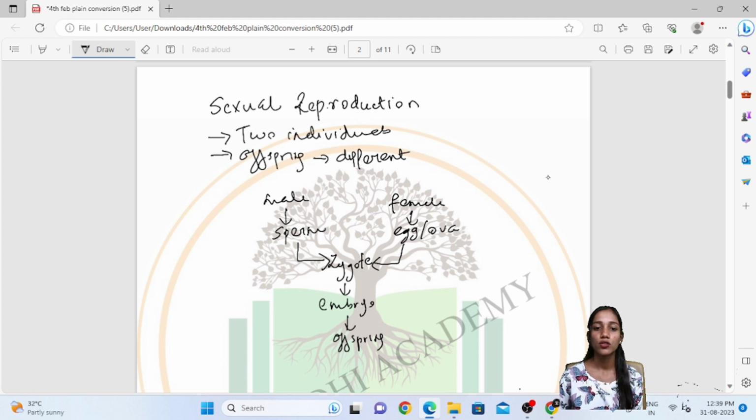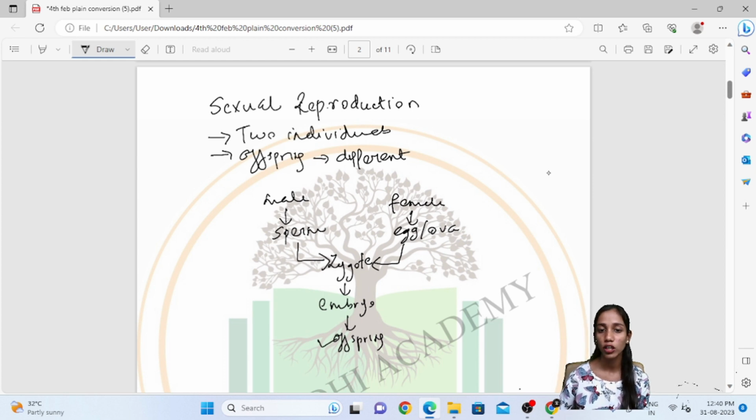Now, sexual reproduction involves the male and the female. So the genetic material present in the sperm and the ova will come together to form the zygote. So it is obvious that the zygote will have the genes from both the parents, from the male and the female. So the new offspring which is formed will have the characteristics and the genes of both the male and the female.